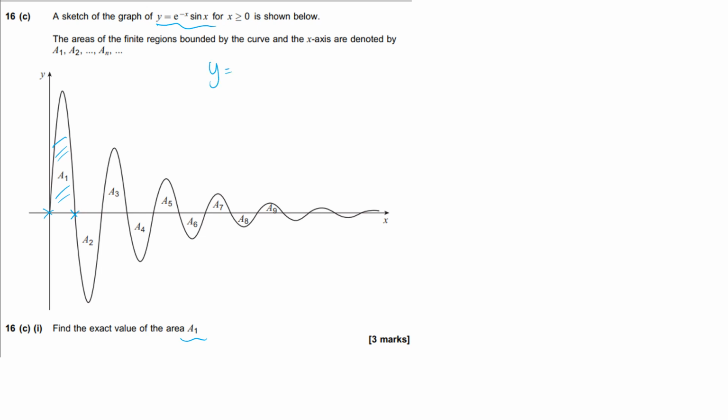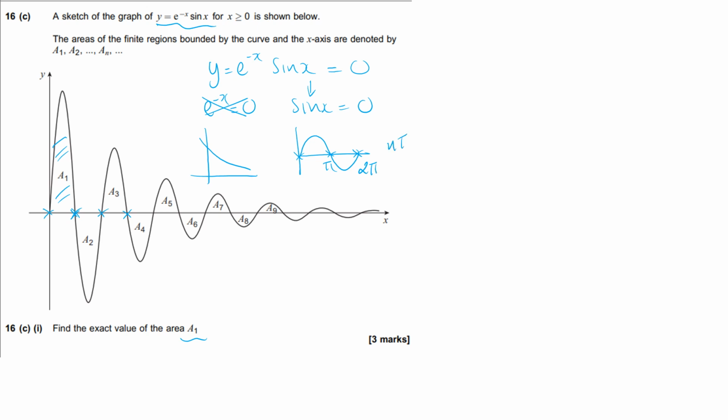So thinking about y equals e to the minus x sine x, it's two things multiplied together, and if you equate that to 0, either e to the minus x equals 0 or sine x is equal to 0. Now e to the minus x is just a graph that comes down. It's never going to have any roots, so the points where it goes through the x-axis are dependent on sine x, and sine x goes through the x-axis at multiples of pi. So we've got pi there and 2 pi. Every n pi, this graph is going to go through. So these are the points.